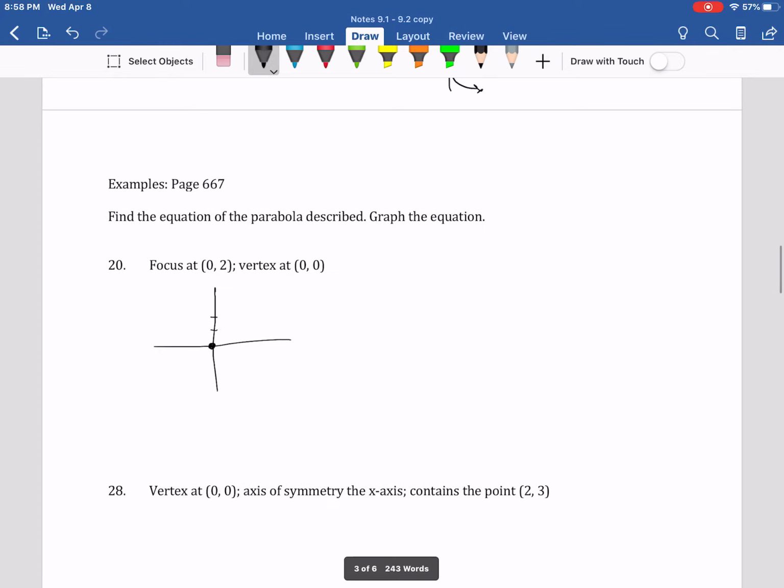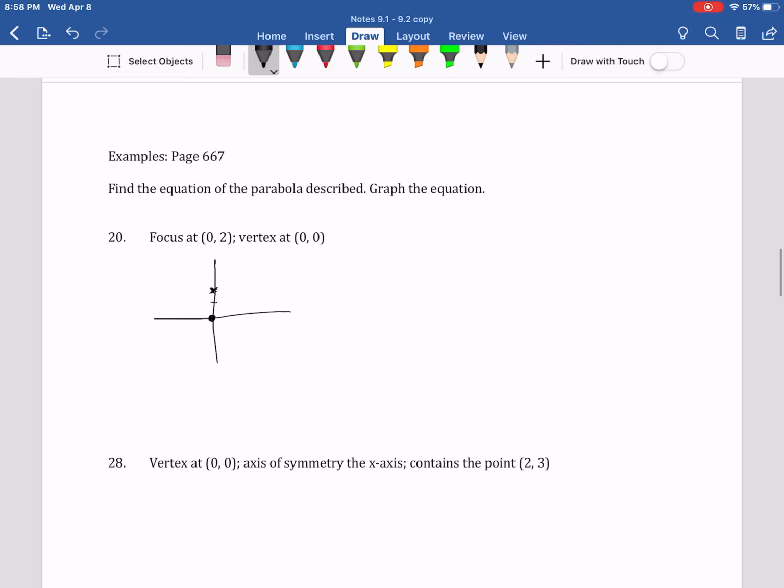All right, I'm going to put a little X here or some kind of notation so that I understand that I've got something going on there, but I don't want to go through that point. That's your focus point. Right off the bat, you can see that the distance from the vertex to the focus is 2 units. Now that's the value that a needs to be. Make a note of that.